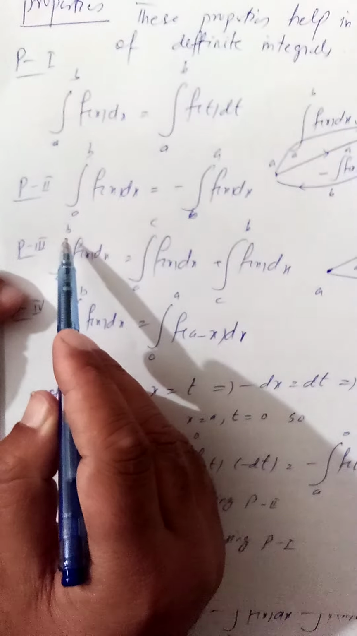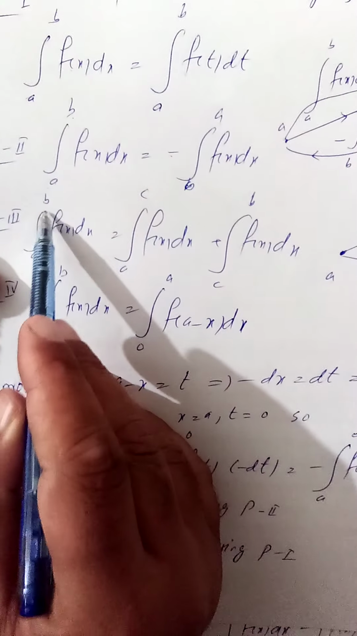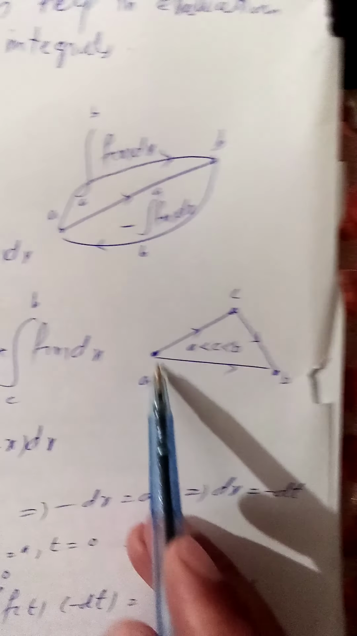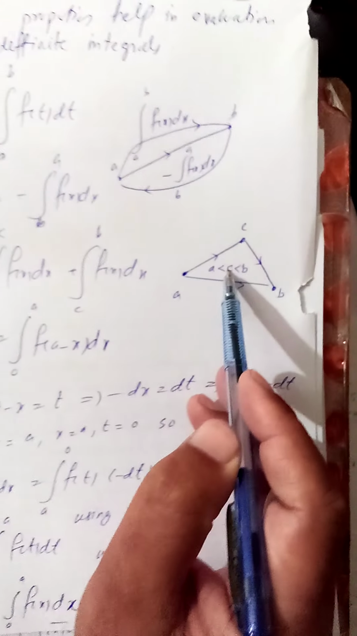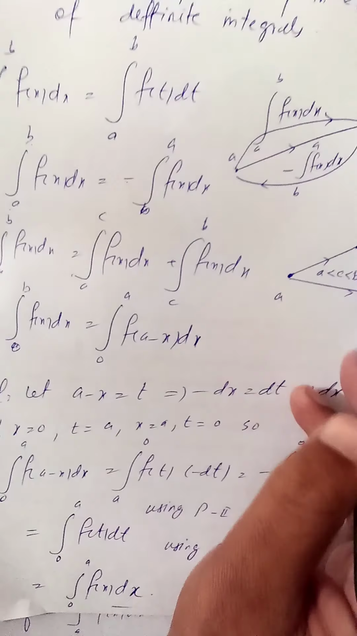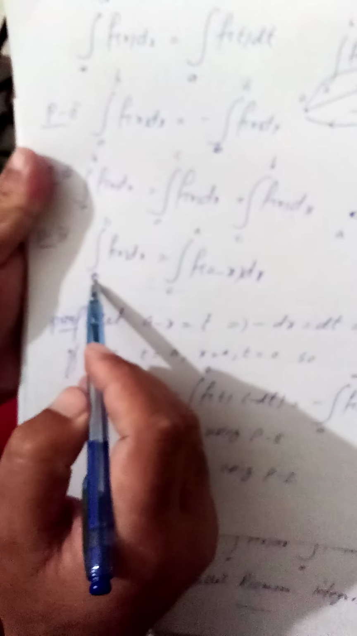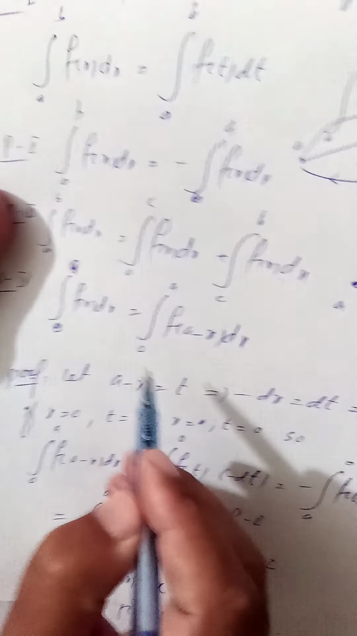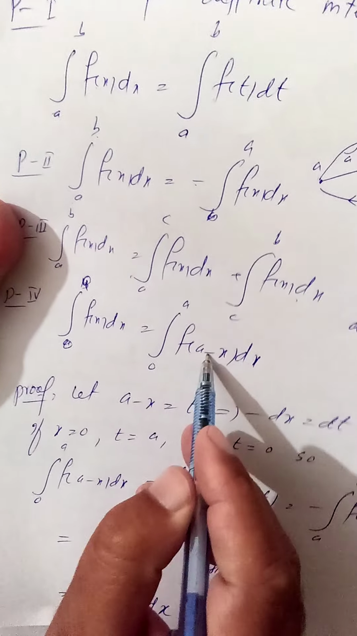Property 3: the integration from a to b of f(x) dx. If there is a point c between a and b, a less than c less than b, we can also write the integration from a to b as the integration from a to c plus the integration from c to b of f(x) dx. Similarly, property 4: the integration from 0 to a of f(x) dx is equal to the integration from 0 to a of f(a minus x) dx.